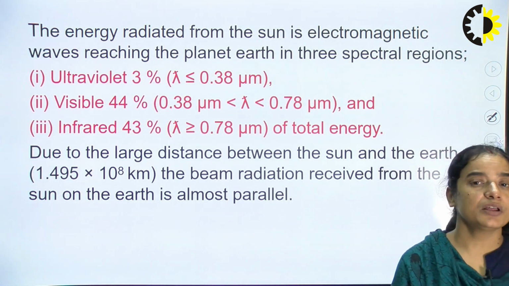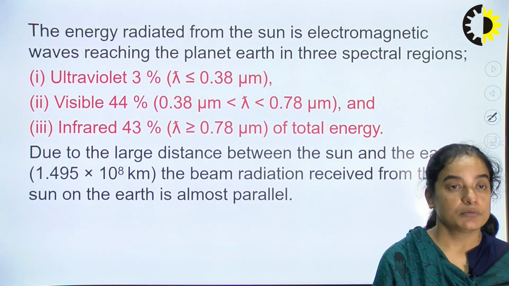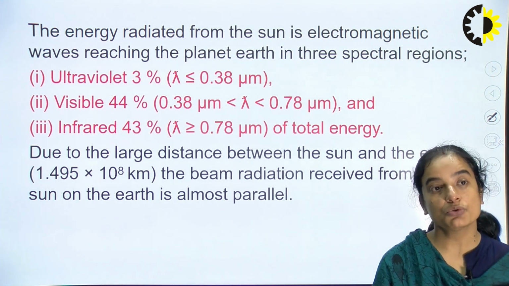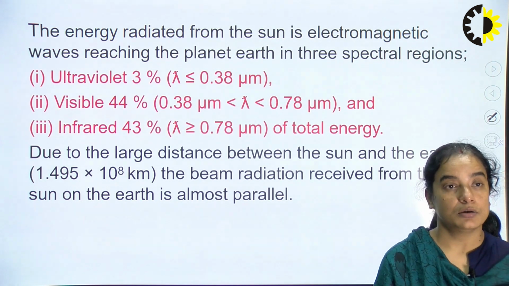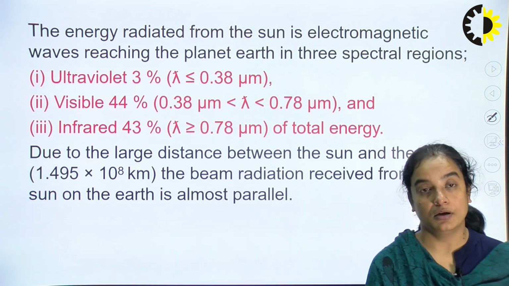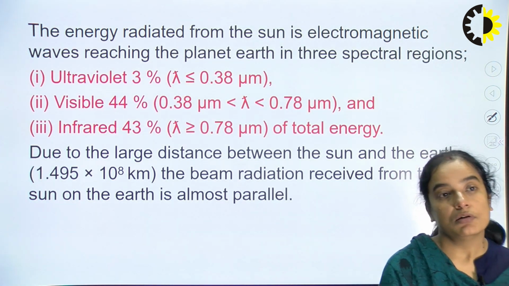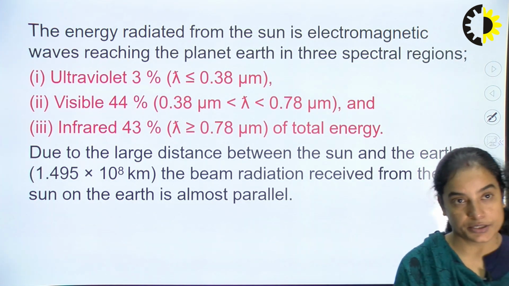And next is the infrared. Infrared is almost equal to visible radiation, so it is 43%. If the wavelength is greater than 0.78 micrometer, then it is known as the infrared radiation.